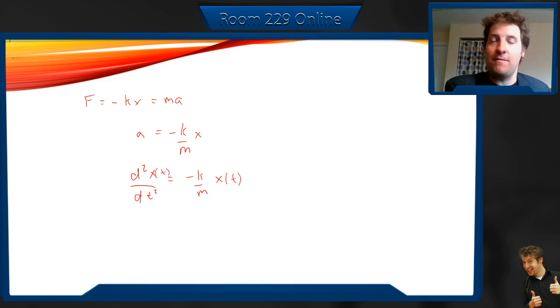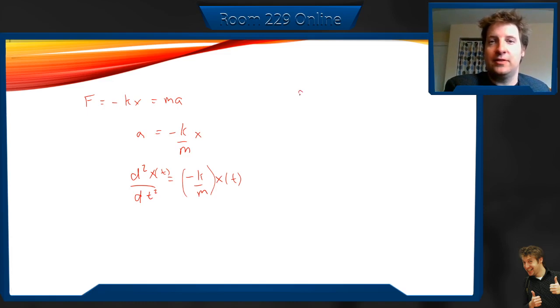This is saying that there's some function x of t that when I take the derivative of it twice, spits out the original function multiplied by this negative k over m thing. So what is a function that if I take the derivative of it twice gives me the same function back but negative? Anyone in calculus will tell you that that's a sine function.